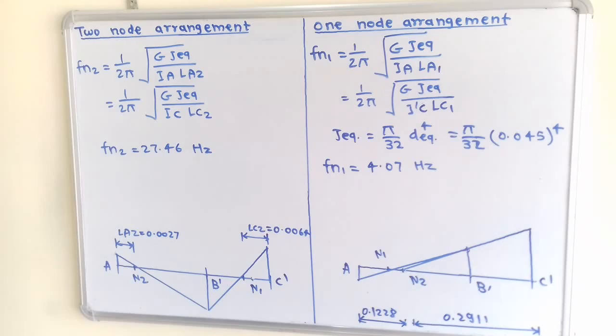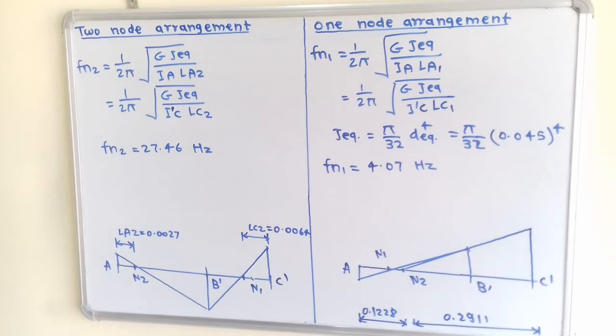So we can use any one formula. So we will take the first formula. So LA1 is equal to 0.1228, and then I_A, that is the mass moment of inertia for the rotor A. Now when we take the second formula, that is 1 by 2 pi under root of G J equivalent by I dash C L_C1, then we have to take the distance of the node point from the rotor C dash, that is 0.2911, and we have to take the mass moment of inertia for the rotor C dash, that is I dash C. So the answer is 4.07 Hz.